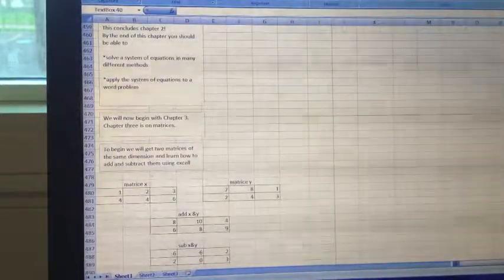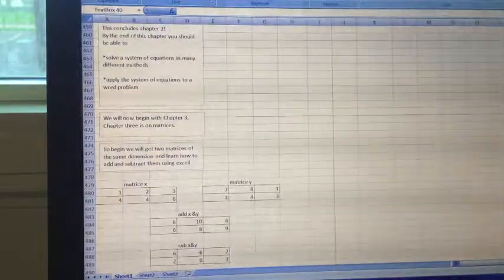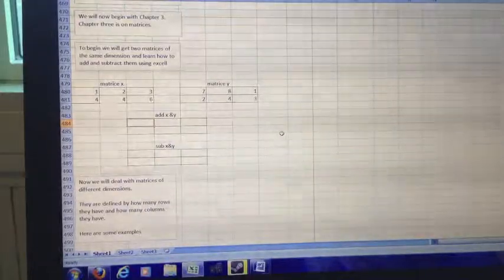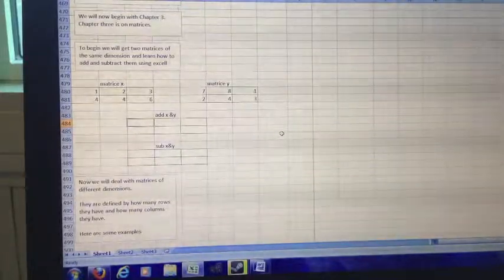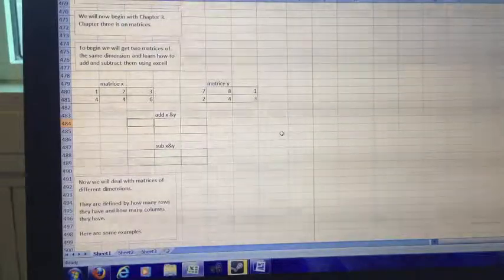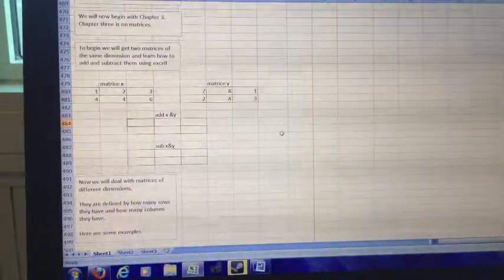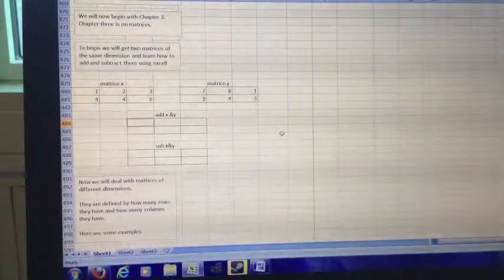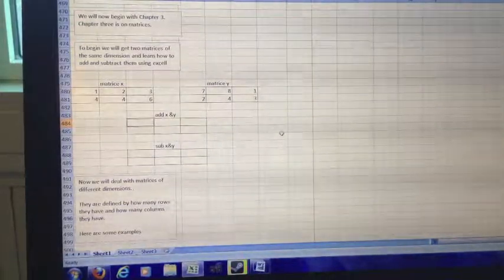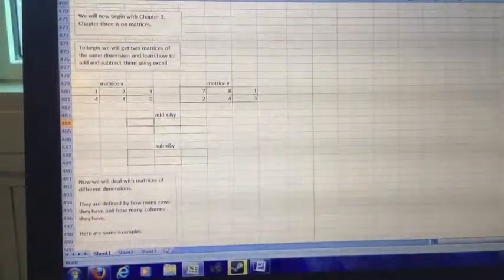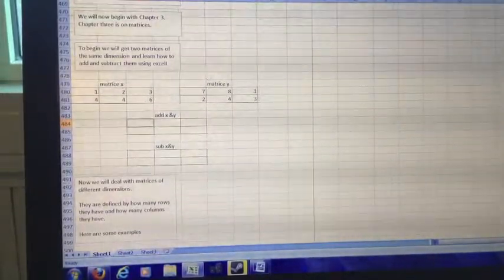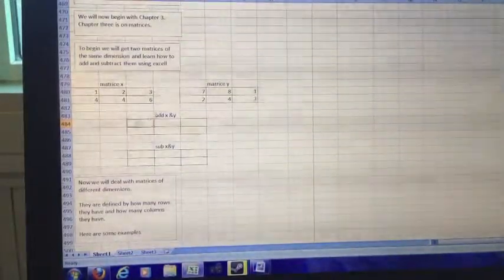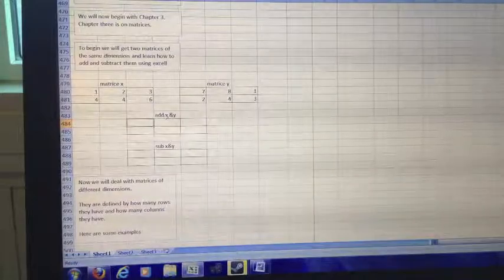Now we will begin with Chapter 3, and Chapter 3 is on matrices. We will start learning about matrices. So, first we begin with 2 matrices of the same dimension, and we're going to learn how to add or subtract them using Excel. We start with matrix X right here, and we also have matrix Y right here. And our final product is going to go right here, where it says add X and Y.